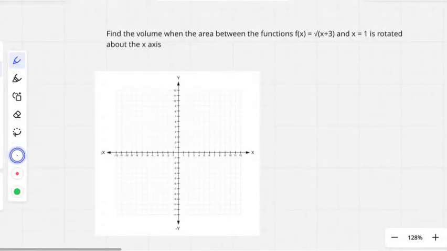Alright, find the volume of the area between the functions f(x) equals square root of x plus 3 and x equals 1 is rotated about the x-axis. The first step of all of these problems is going to be to make a graph, so let's go in and do that.